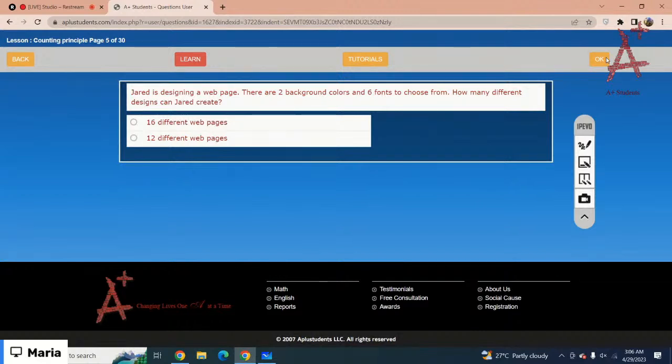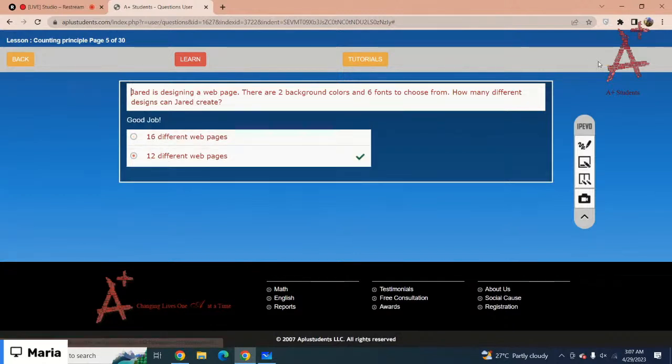Jared is designing a web page. There are two background colors and six fonts to choose from. How many different designs can Jared create? So, which is the correct option? So, it would be 2 times 6. Got it? So, 2 times 6 makes 12. That means he can make 12 different web pages.